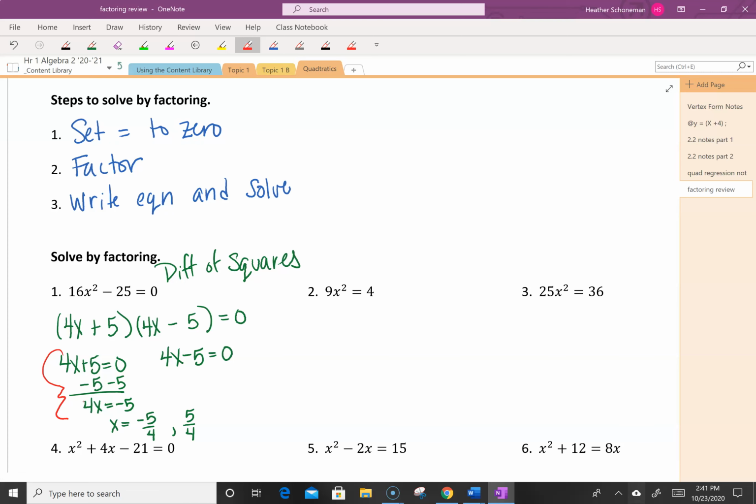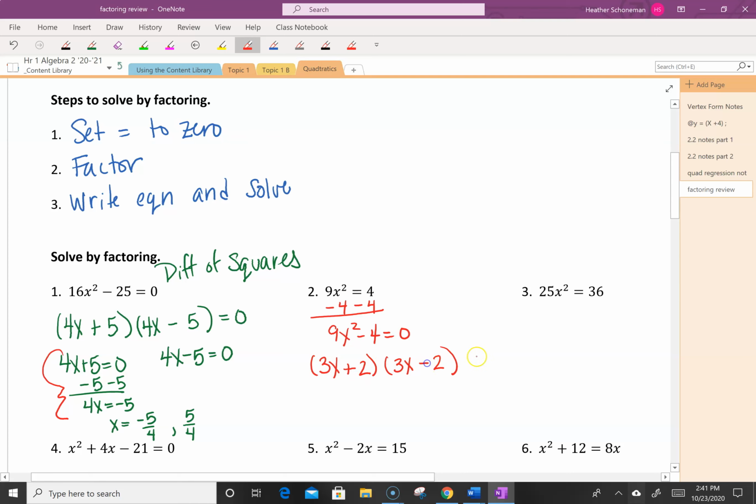Okay, let's look at number 2. Number 2, we need to set equal to 0. And when we set it equal to 0, we want the x squared to be positive. So since it's positive on the left, I'm going to move everything over to the left. So I'm going to have 9x squared minus 4 equals 0. It's a binomial, it's a minus sign, and I can take the square root of both, so this is the difference of squares. Square root of 9x squared is 3x. Square root of 4 is 2. One's a plus, one's a minus. So when I solve, this over here, I'm going to subtract 2 and divide by 3, so x equals negative 2/3. Over here, I'm going to add 2 and divide by 3, so I'm going to have positive 2/3.